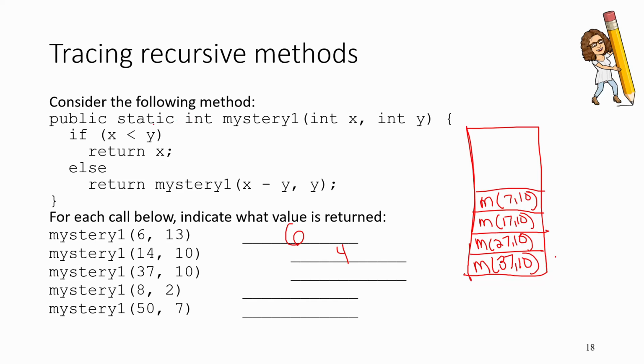So now 7 is in fact less than 10, so we're going to return X, which in this case at this time is 7. So I'm going to put a little note over here. We're going to return 7. Now, since I returned 7, that 7's going to go in here. Notice this doesn't do anything except just return whatever mystery 7, comma 10 returned. So this guy is going to return a 7. This guy just returns whatever 17, comma 10 returns, which is a 7. And 37, 10 only returns whatever 27, 10 returns. So I'll return a 7.